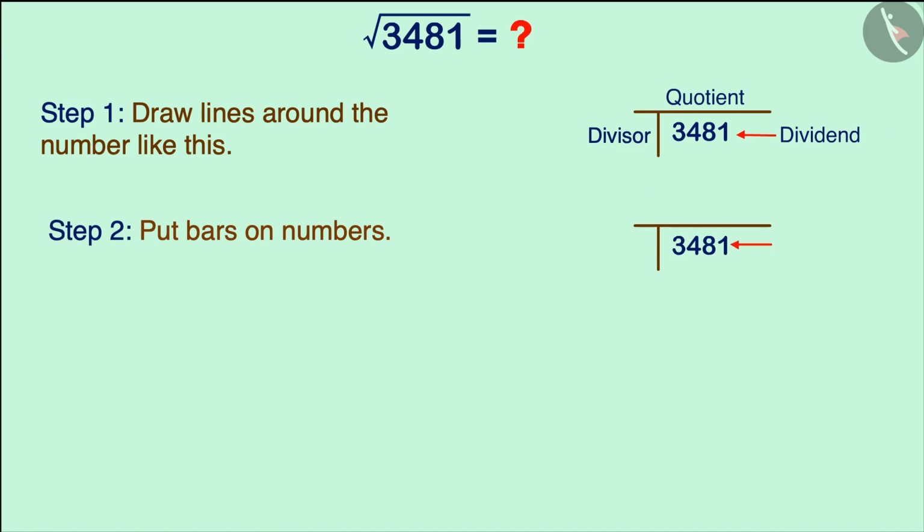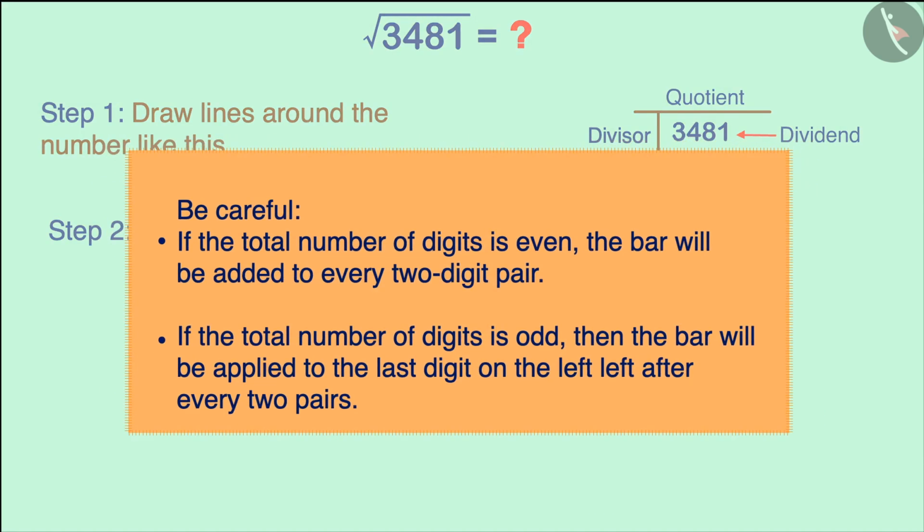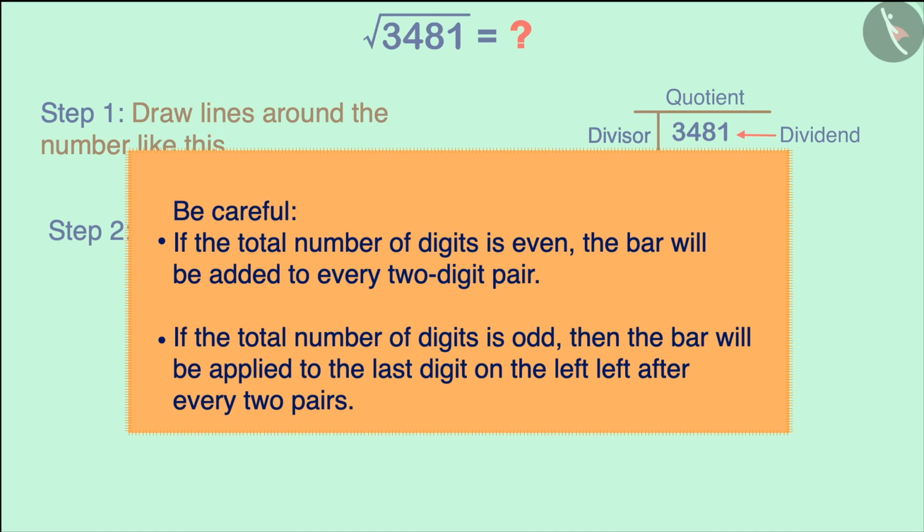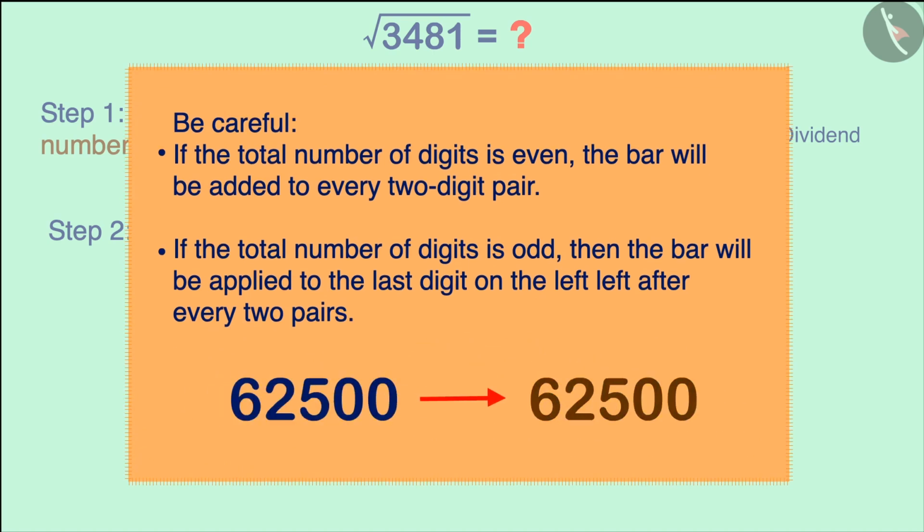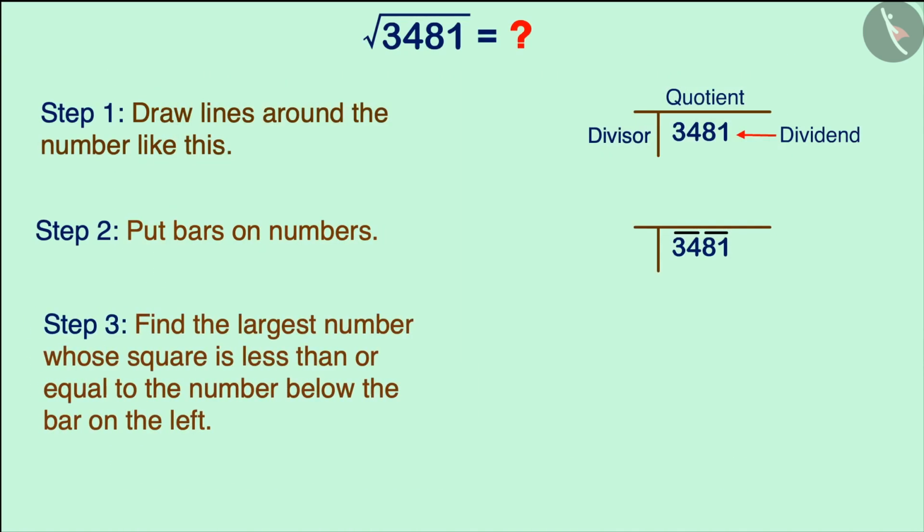After this, we will place a bar on each pair of the digits starting from the units place of the given number. We have 4 digits here, so 2 pairs will be formed and only 2 bars will be placed. If the total number of digits is even, we place the bars on the numbers the same way. If the number of digits is odd, like the total number of digits in this number is 5, then the bar will be repeated like this on the left side the same way.